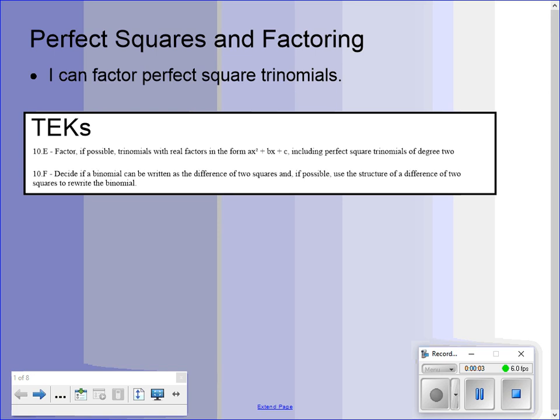In this lesson, we're going to discuss how to factor a perfect square trinomial. So by the end of this lesson, you should be able to factor trinomials that are perfect squares.